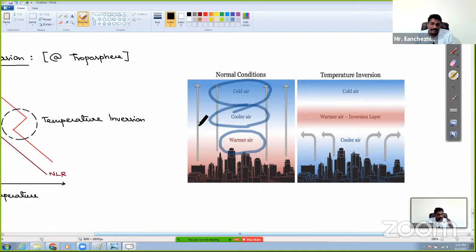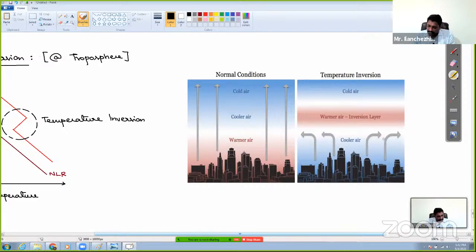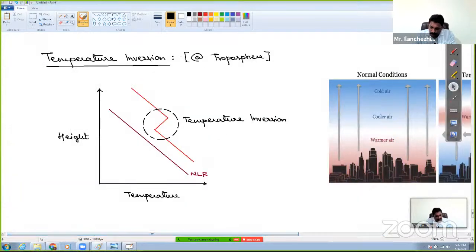But when I talk about temperature inversion, it is the condition where I'll be having a colder air mass near the surface, and above this colder air mass I'll be having one warm air mass, right? That's the reason I said, you increase the height, temperature also increases, then again it will start decreasing. But when I talk about on a temporary basis, my friend, you increase the height, the temperature also increases.